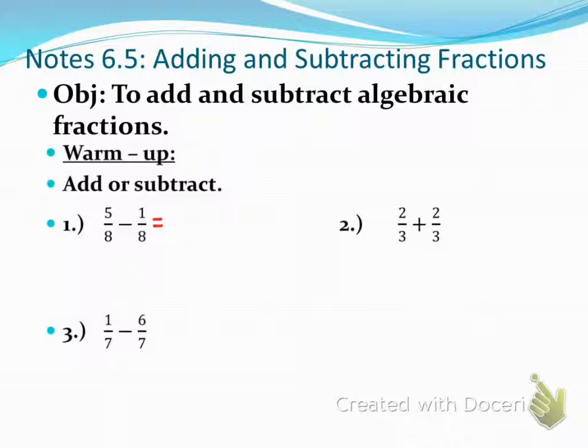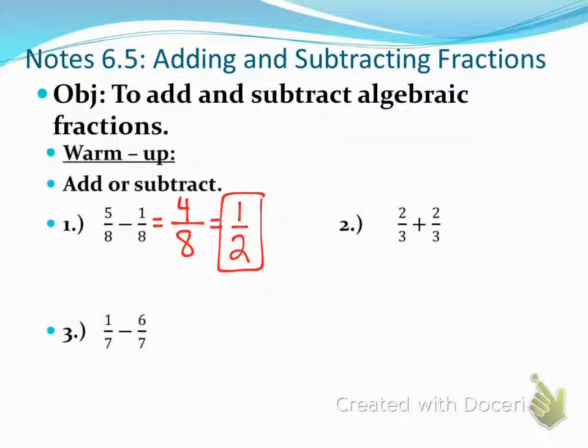So, on number 1, my denominator is going to stay 8. And to get my numerator, what am I going to do? Subtract. 5 minus 1 is 4. But what do we know about this new fraction that we've got here? We can reduce it. What does it become? 1/2. So that's our final answer. We reduce our fraction to 1/2, and we're done with it.